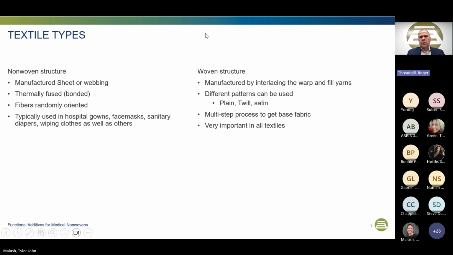Woven structures are manufactured by interlacing the warp and fill yarns. They have different patterns, and you've usually seen things like a plain checkerboard pattern, if you will, or twill or satin. These usually require multiple steps to get to the base fabric, but many textile products are constructed this way, and they're often used in the medical textile world as well.